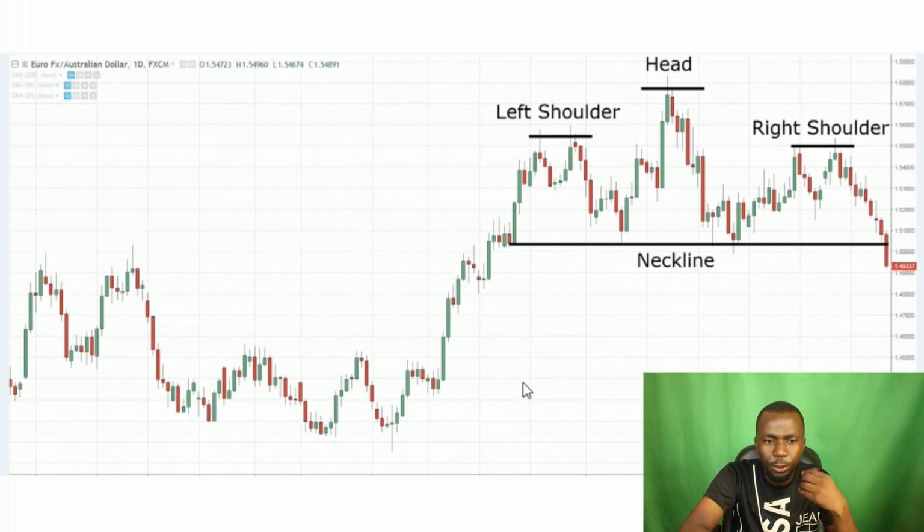So your job is to watch your chart. Once you are in a trend, maybe in an uptrend, you look at the head and shoulder pattern. Once you identify it in an uptrend, then know that that trend will soon reverse to a downtrend. So let me give you another example of how a head and shoulder pattern looks like, so that you understand.